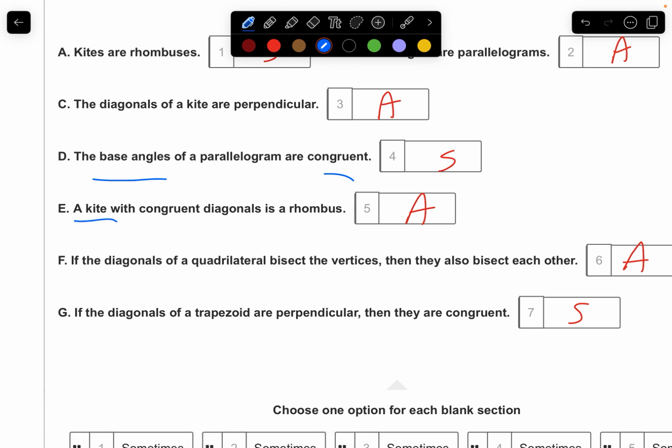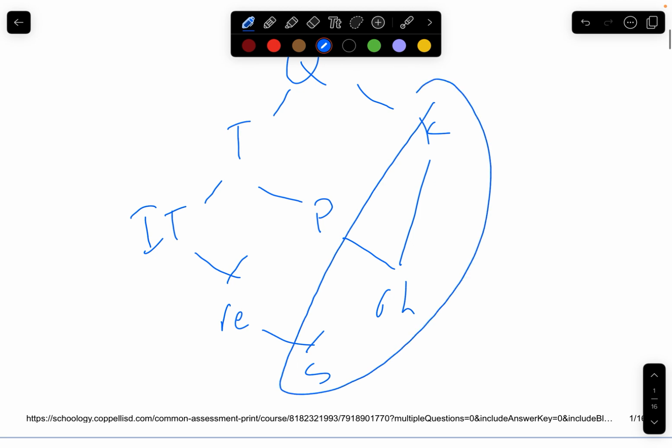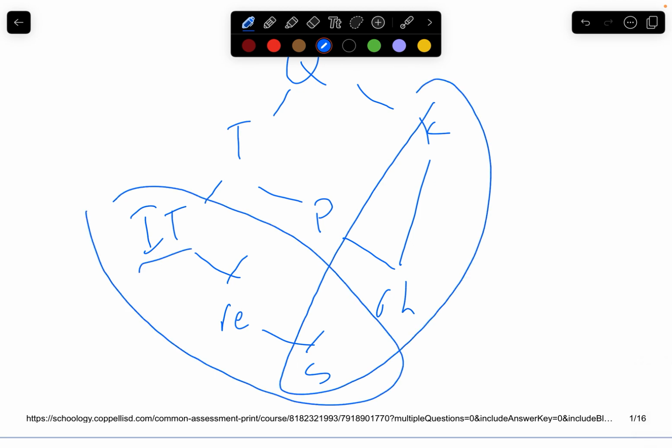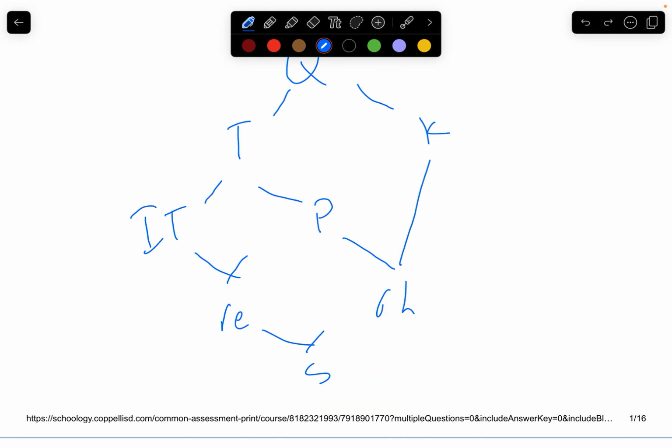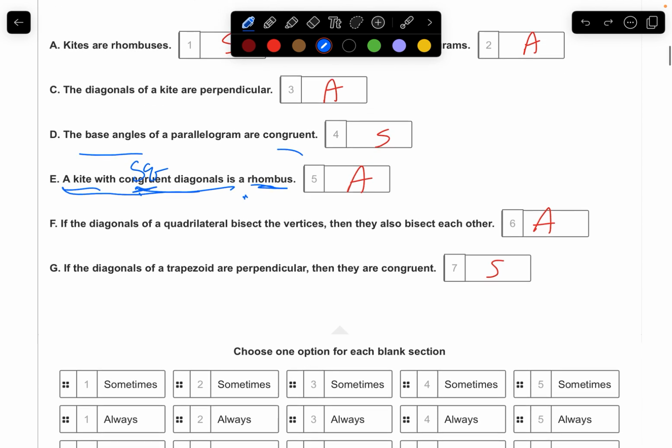A kite with congruent diagonals. So we're talking about the kite family, and here are my congruent diagonals. That's an isosceles trapezoid. So what do you call a kite with congruent diagonals? It's called a square if I was naming it. But can a kite have congruent diagonals? Yes. If I keep reading, a kite with congruent diagonals is a rhombus. Well, this is code for a square. So a kite with congruent diagonals is a square. Is a square a rhombus? Yes, always.